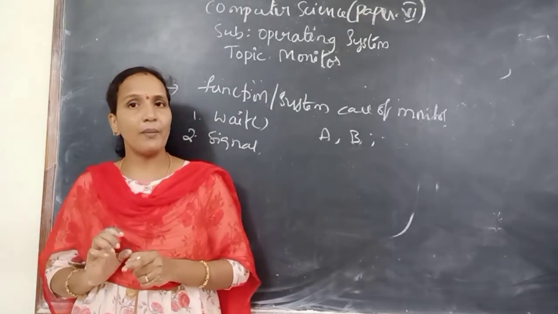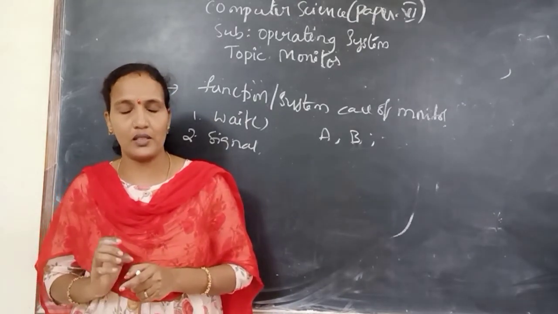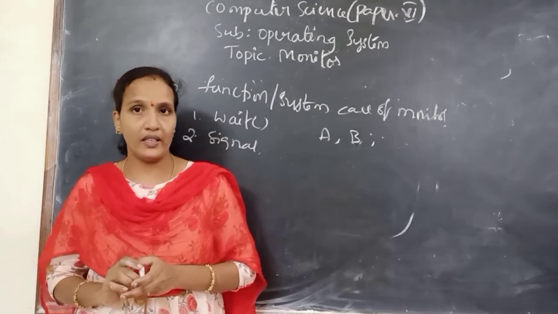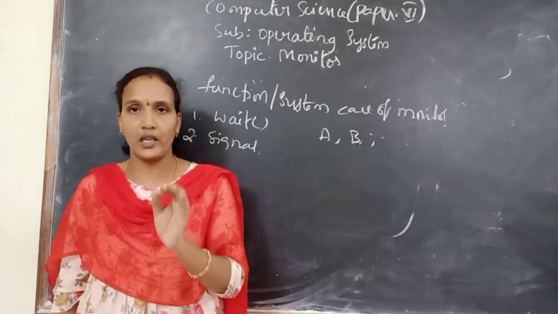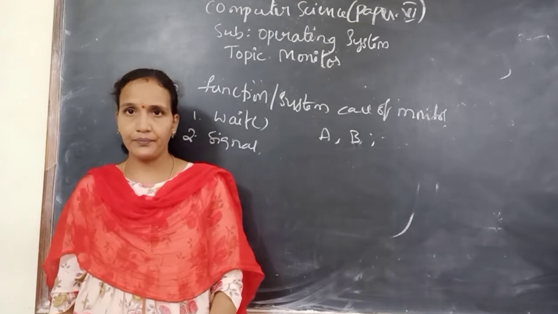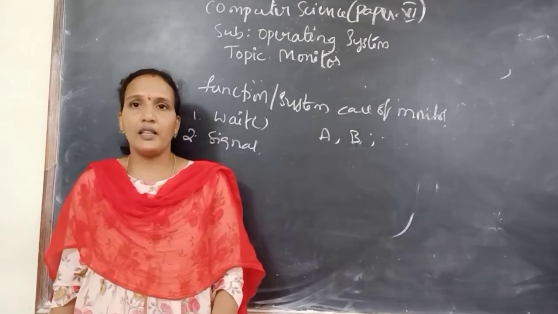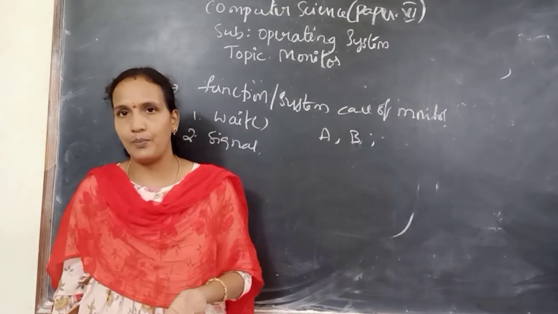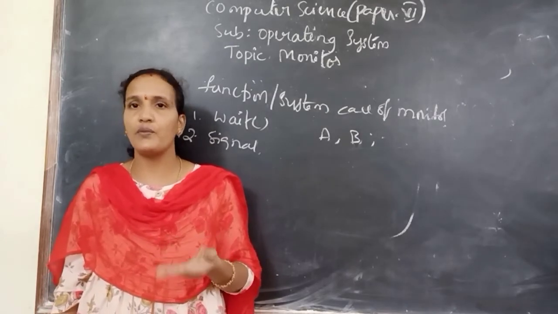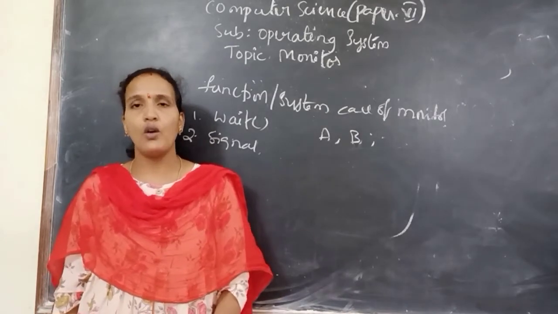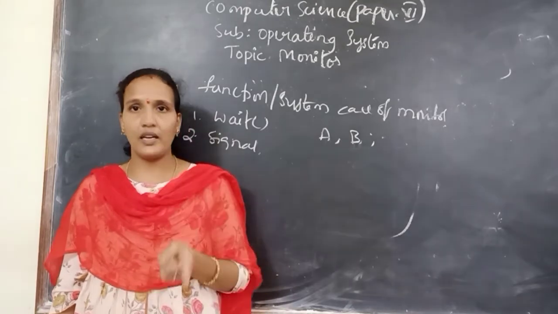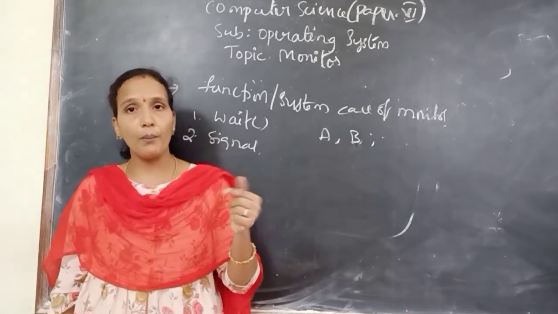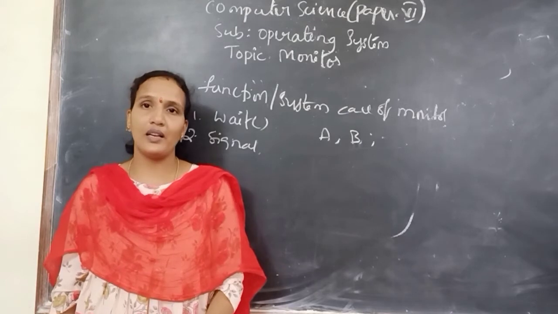Clear? So what is the main advantage of this monitor? It will provide mutual exclusion. Clear? And next, actually it contains the shared resources. So that is why mutual exclusion is compulsory. If shared resources are there, at a time more than one process cannot access those resources. Only one process can use those resources. Okay. But what disadvantages do you have?